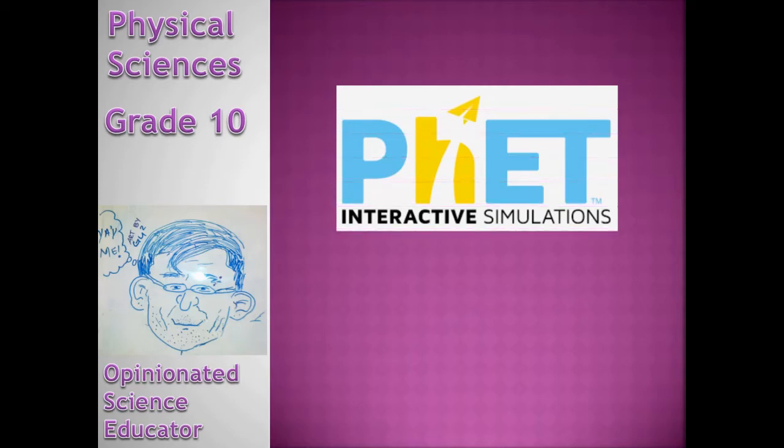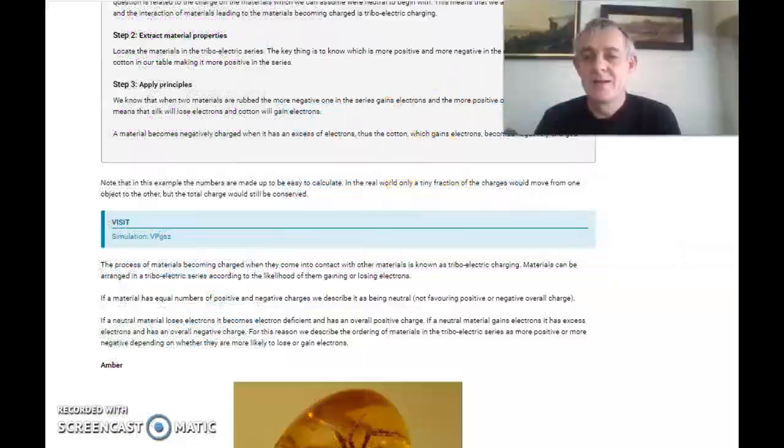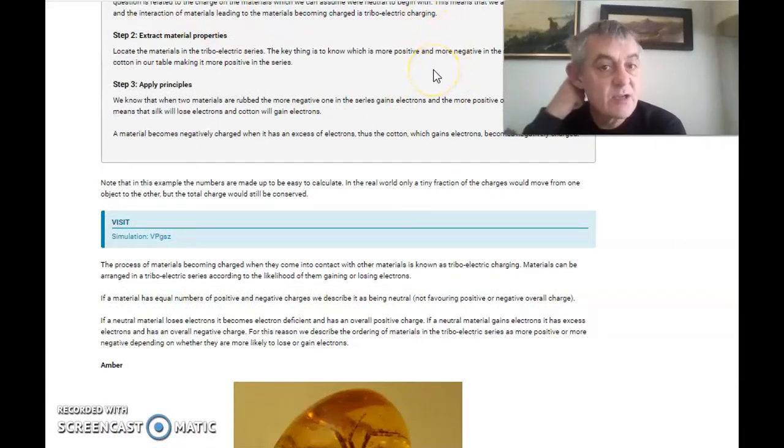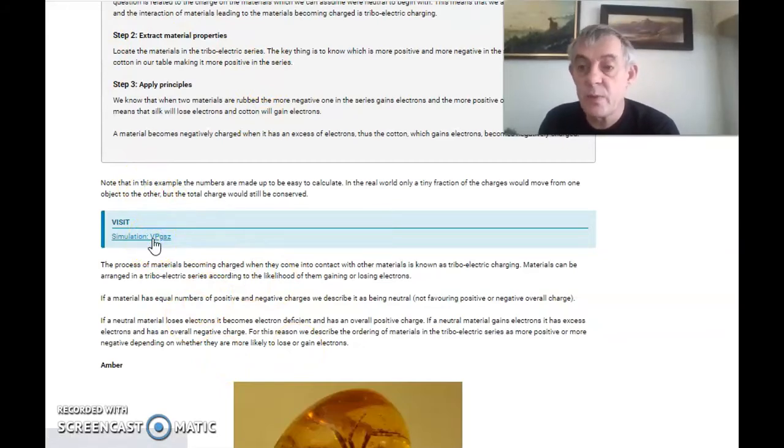Pre-lesson activity 2 is an interactive simulation. It is a PhET simulation. When you have finished answering the questions related to reading through the textbook and engaging with the textbook, I'd like you to go back to section 16.2, and you will see there is a simulation that I would like you to engage with. So from the textbook, you can click on the simulation and it will take you to the simulation page.